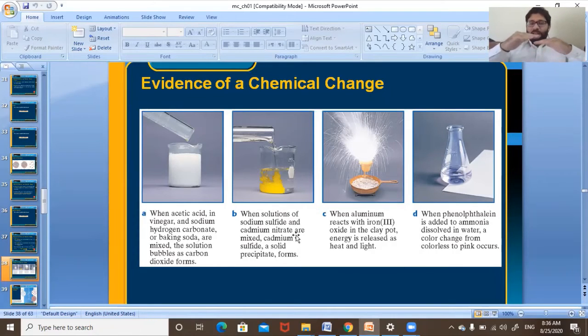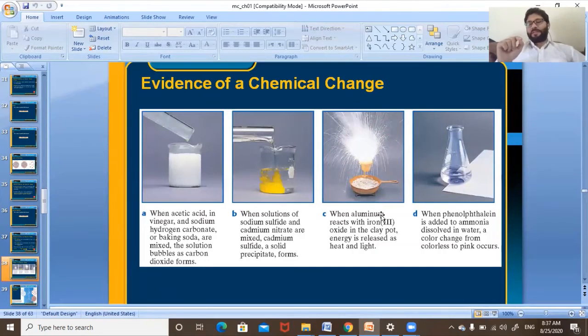You can see that the precipitate will form on the top of the solution, or it will settle down if it is more dense. So these are some very tiny solid particles, the precipitate. Now the third method in order to understand the chemical change or the chemical reaction is a release of heat or light. Now when aluminium reacts with iron(III) oxide in a clay pot, energy is released. You can see the sparking of the iron oxides over there. You can say that a chemical reaction is taking place over there.